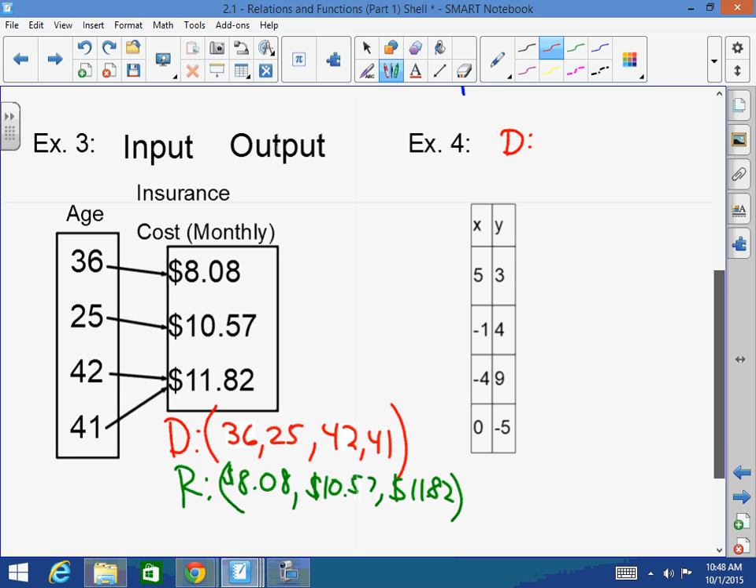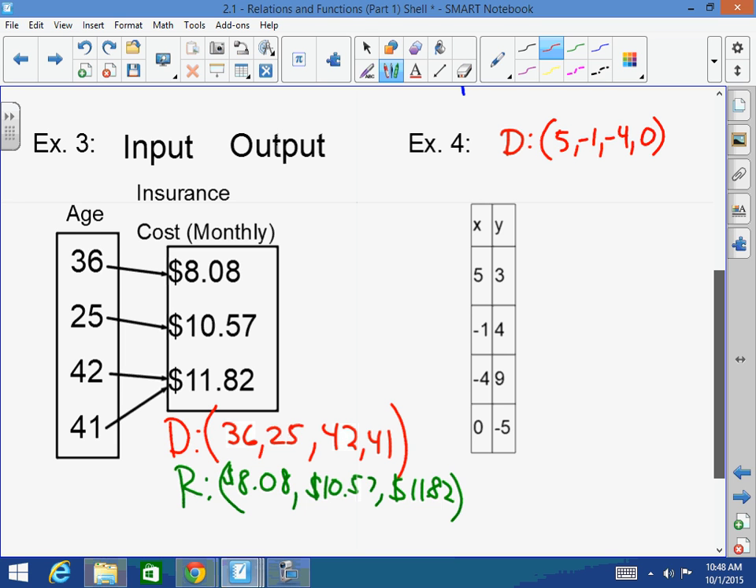Remember, domain is just a fancy word for the blank values. Come on, the blank values. X values. Very good. So what do we got here, my brothers? 5, -1, -4, and 0.